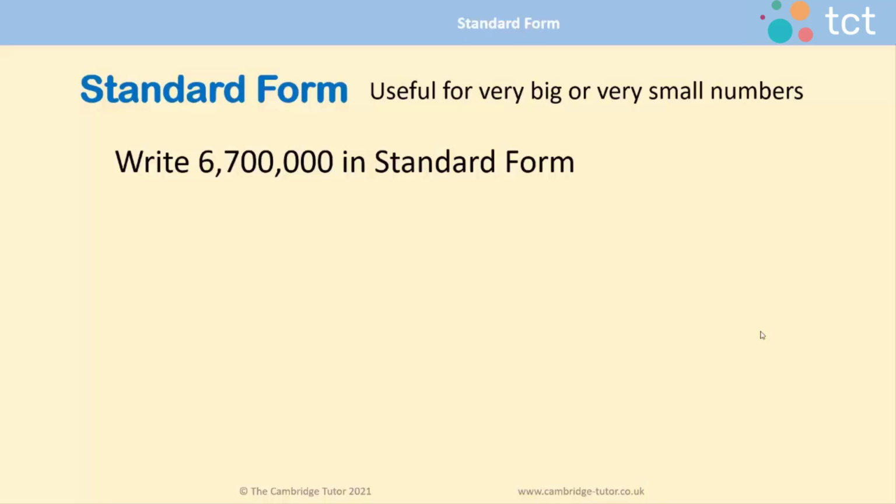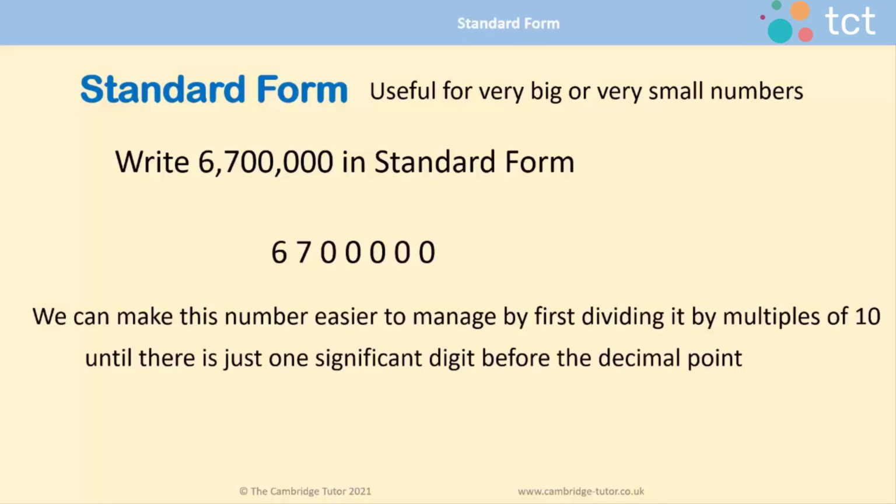So here's an example. We have 6,700,000. We have to make this easier to record by first dividing it by multiples of 10 until there's just one significant digit before the decimal point. That whole number before the decimal point has to be between 1 and 10. So first thing we're going to do is divide this number by 10. With a whole number, just imagine there's a decimal point on the end of it, and then you move it one place to divide that number by 10.